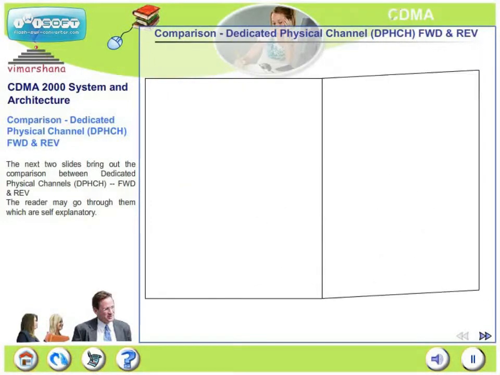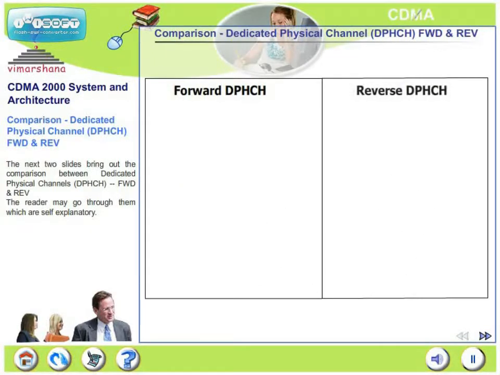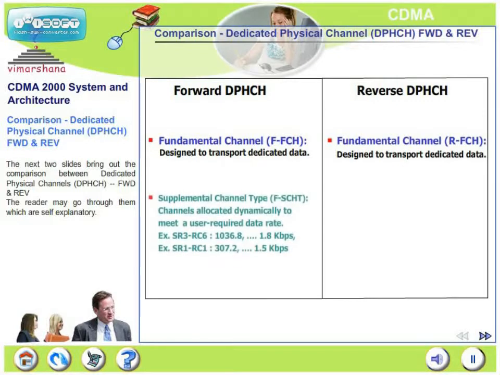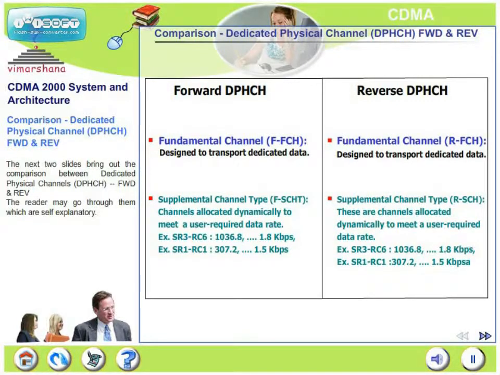Let's look at this slide, which gives a comparison of dedicated physical channels forward and reverse of CDMA 2000. In fact, this slide and the next slide bring out the comparison between the dedicated physical channels of the forward and reverse streams. The reader may go through them, which are self-explanatory.